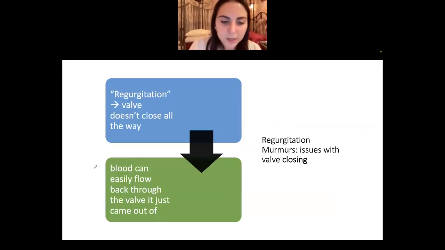Okay, so those are stenotic murmurs. Now we have our regurgitation murmurs. Stenotic murmurs are issues with opening. Regurg murmurs are issues with valve closing. Regurgitation is the same thing as insufficiency, so aortic insufficiency or mitral insufficiency is the same thing as regurgitation. It just means the valve isn't sufficient because it's not closing all the way, and it's allowing blood to go back to the area it was in before. These are your backflow murmurs, so blood can now easily flow back through the valve it just came out of.